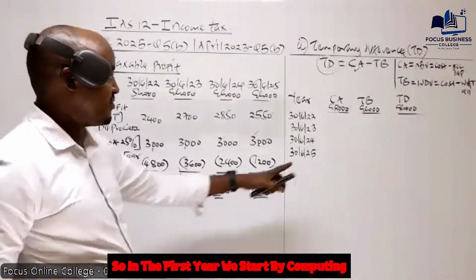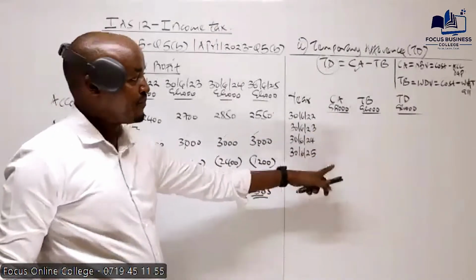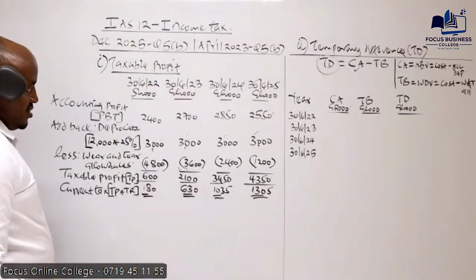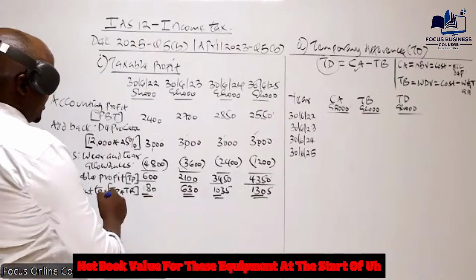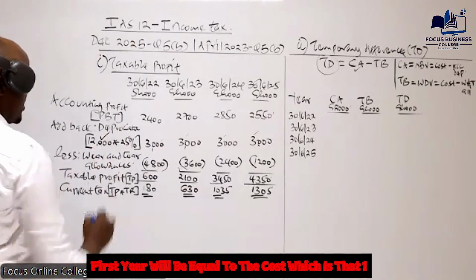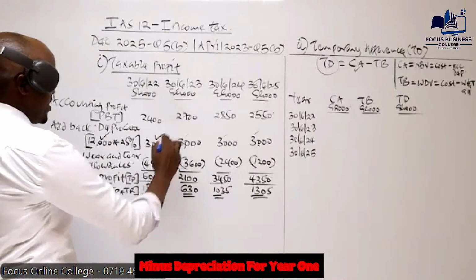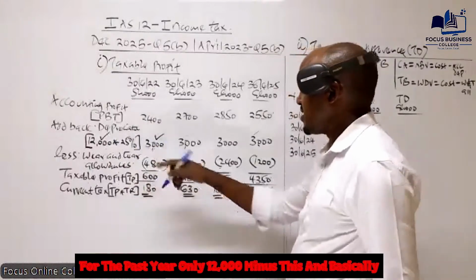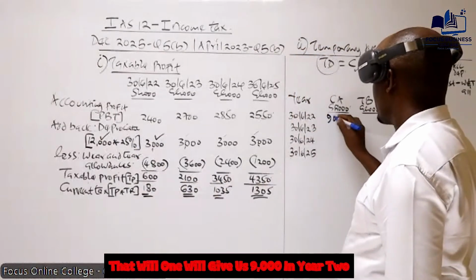So in the first year, we start by computing these net book values, which is equal to the cost minus accumulated depreciation. So the net book value for this equipment at the end of the first year will be equal to the cost minus depreciation for the first year only, 12,000 minus this, and basically that one will give us 9,000.